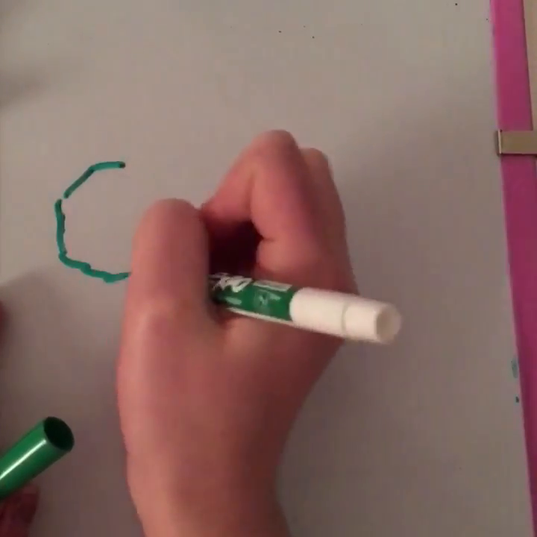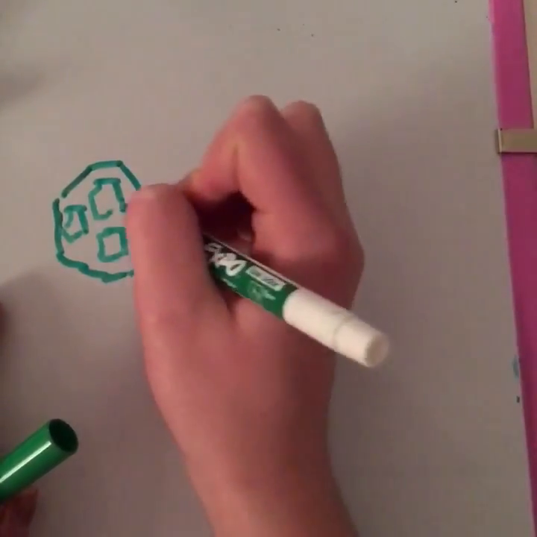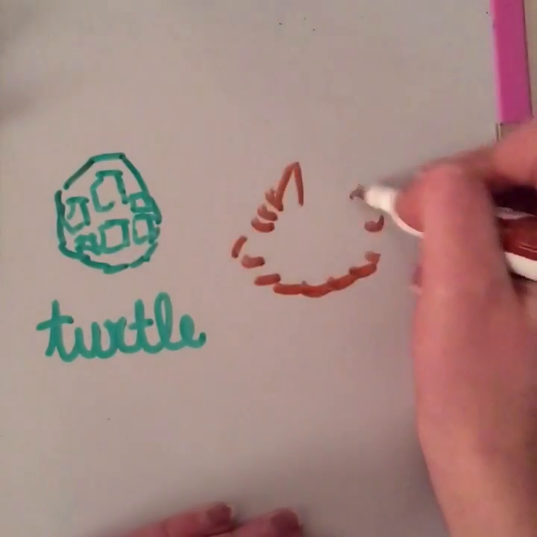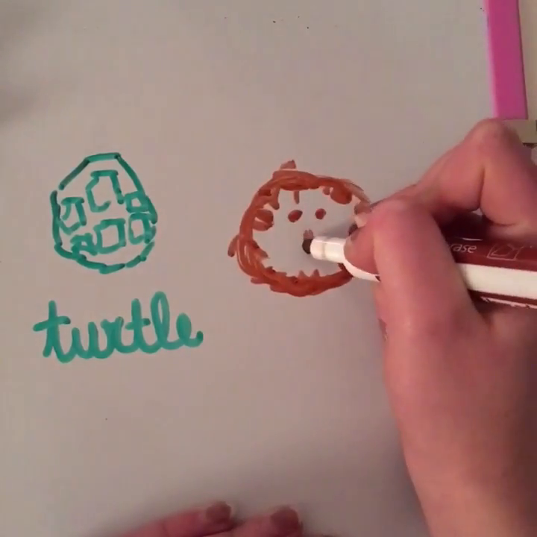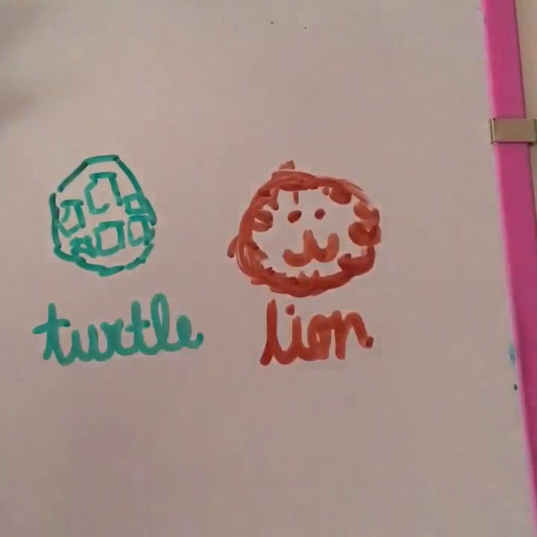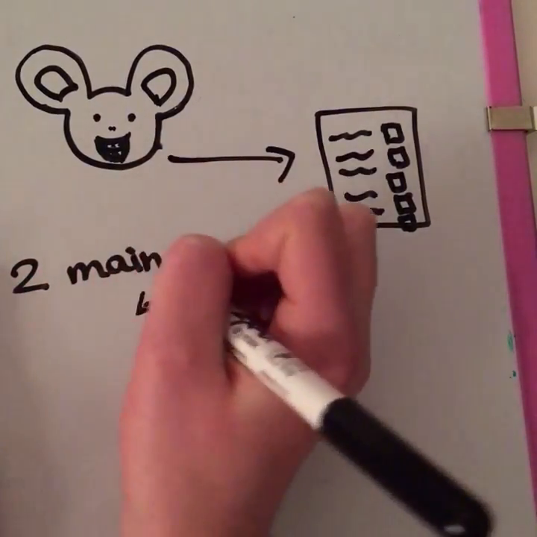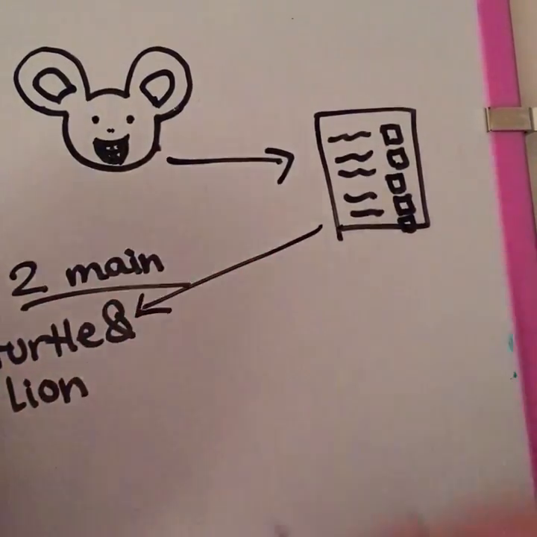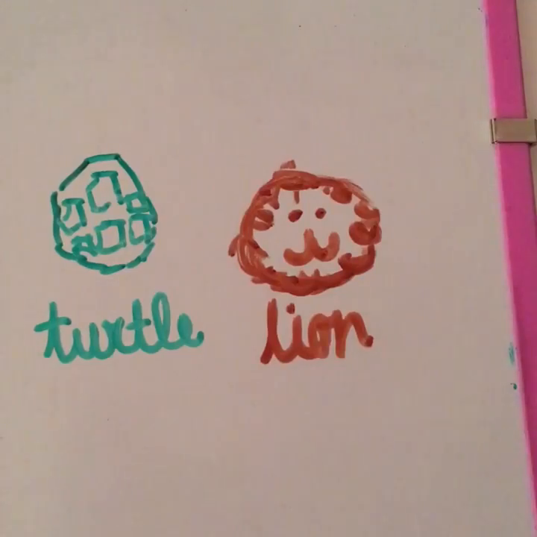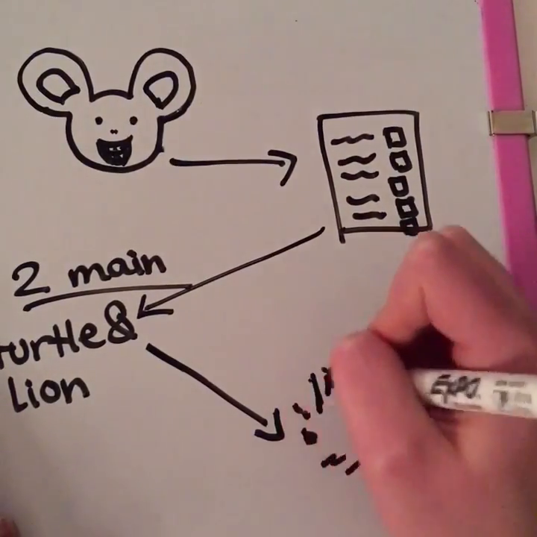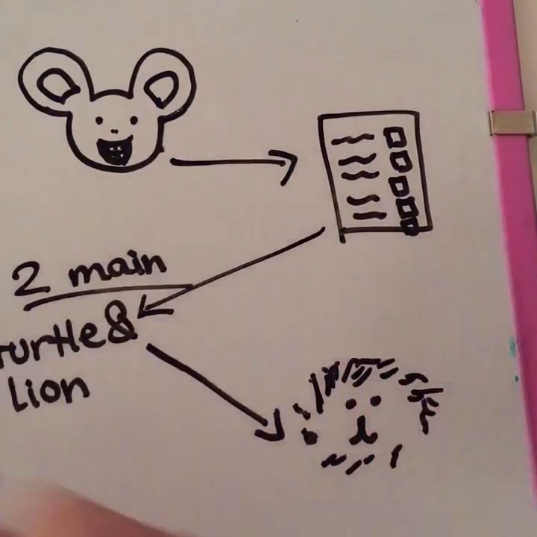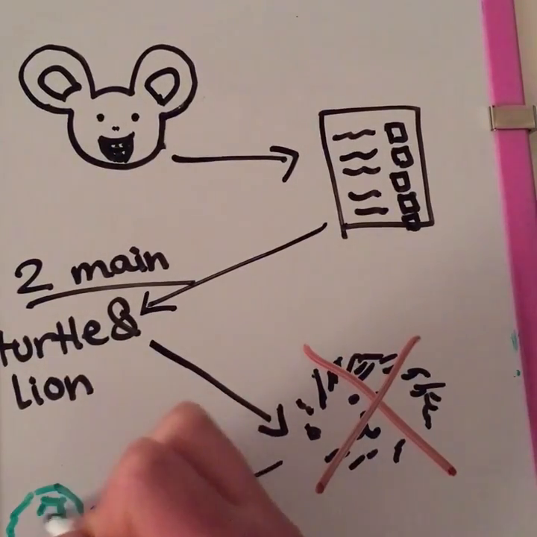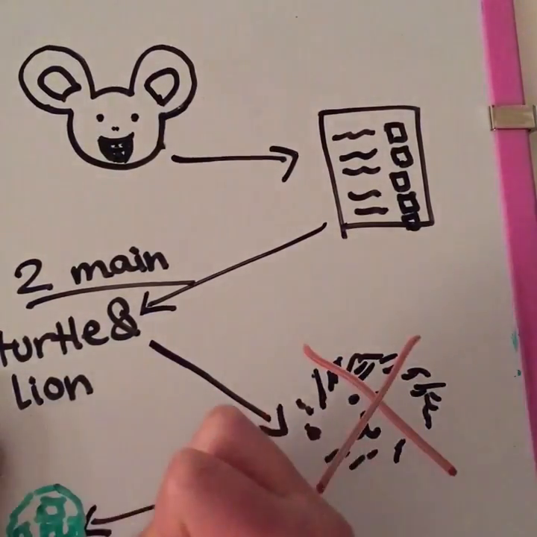Let's look at an example. Let's say we have 2 main candidates running for office, lion and turtle. When Mouse goes to vote, she sees that there are 2 main candidates, but she doesn't really like either to win. But she really does not want lion to win, because she's afraid of him. So she votes for turtle, making sure lion doesn't win. This is called strategic voting.